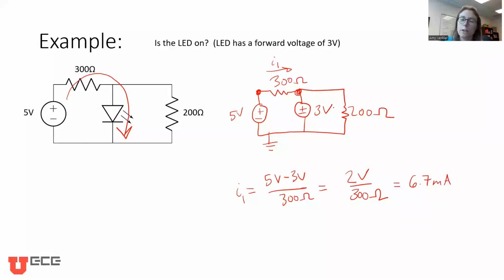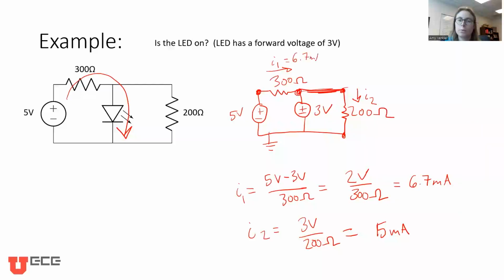Okay, so now for this other resistor here, we have one end at ground, the other end at this node up here with 3 volts. So we'll label this I2. I2 is equal to 3 volts over 200 ohms, which is equal to 15 milliamps. Okay, so let's go draw this on the picture up here. 6.7 milliamps, 15 milliamps.